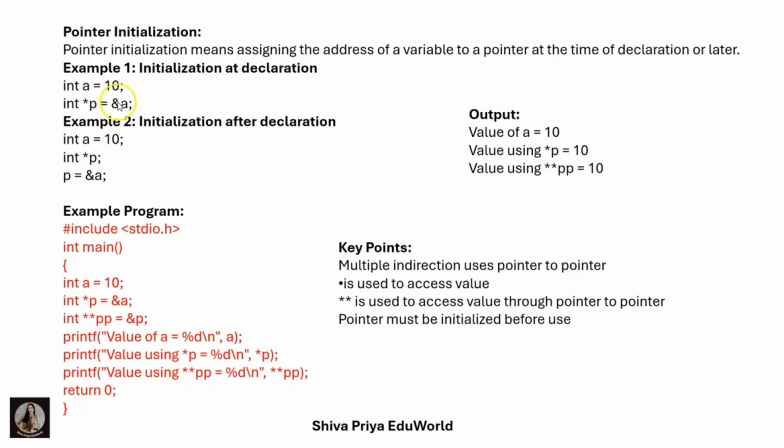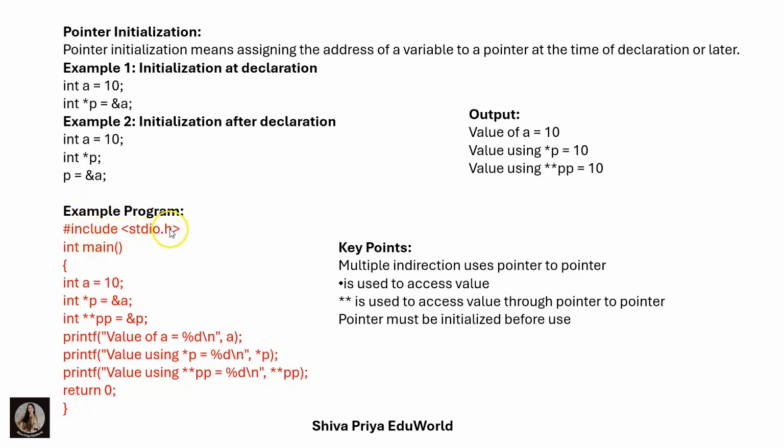Initialization at the declaration only: here I am declaring and, in the same line, initializing. For example, initialization after declaration: here, in a separate line, I have declared, and after declaration I am initializing. P is equal to address of a. Clear? In a single line, that is initialization at declaration. Initialization after declaration is in separate lines. Clear? Let us see one example program.